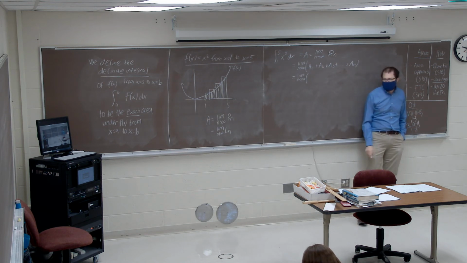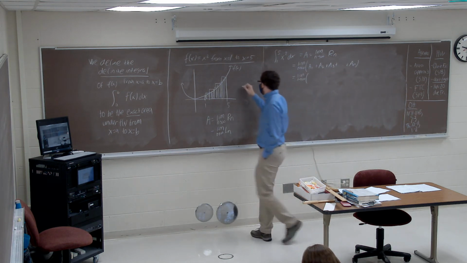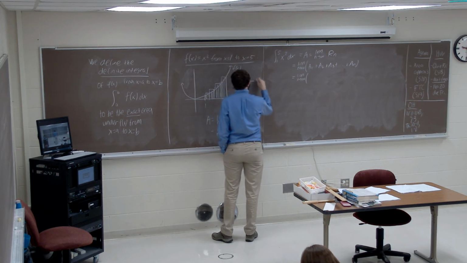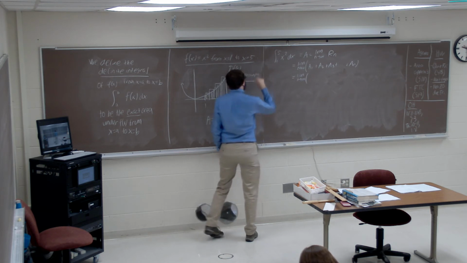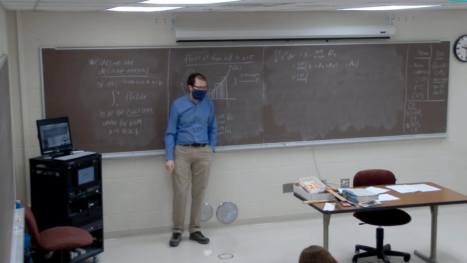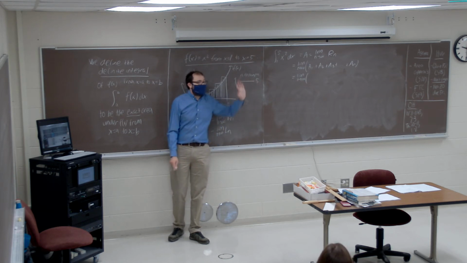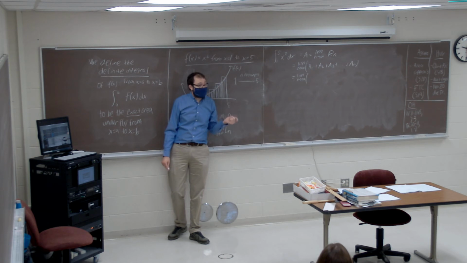So question, if we're using n rectangles, and we're splitting up the interval from x equals 1 to x equals 5 into n rectangles, how wide are each of our rectangles going to be? In other words, if we wanted to cut up the interval from 1 to 5 into n equally sized pieces, how wide are each of those pieces going to have to be? Elise? 4 divided by n.